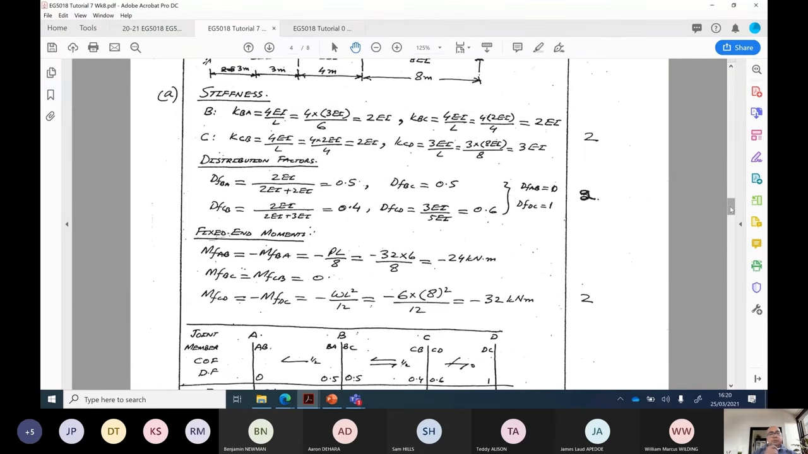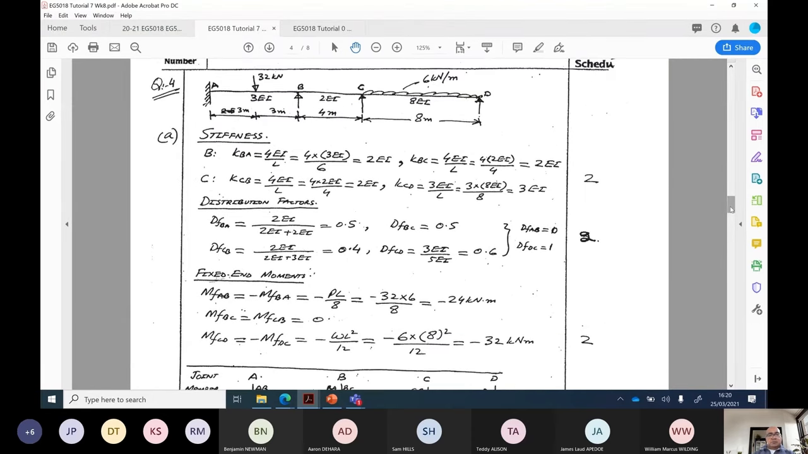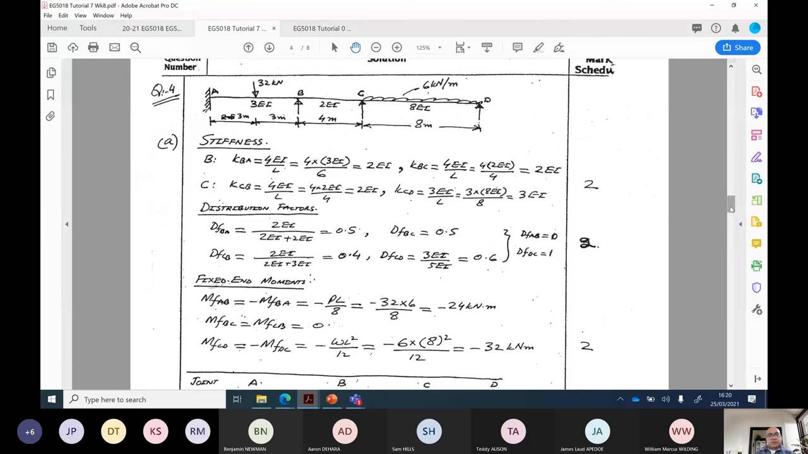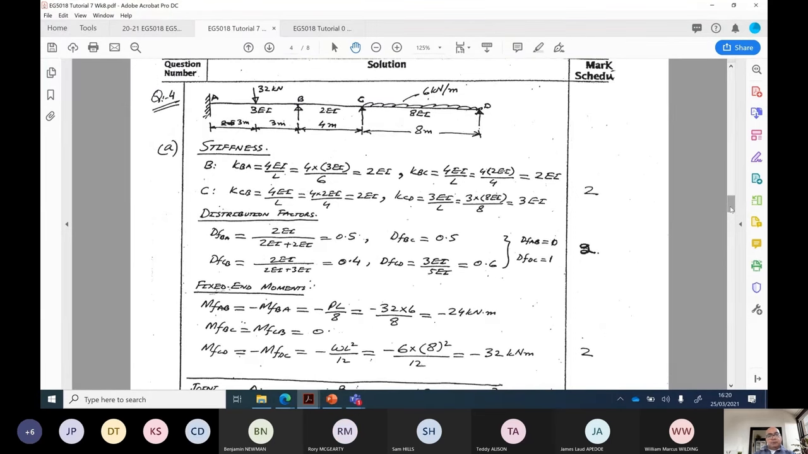To set up the table, I will need stiffness, I will need distribution factors, and I will need fixed end moments. The formula for stiffness when the far end is fixed is 4EI over L. And when the far end is pinned, the formula is 3EI over L. Now I will find the stiffness for each internal joint.